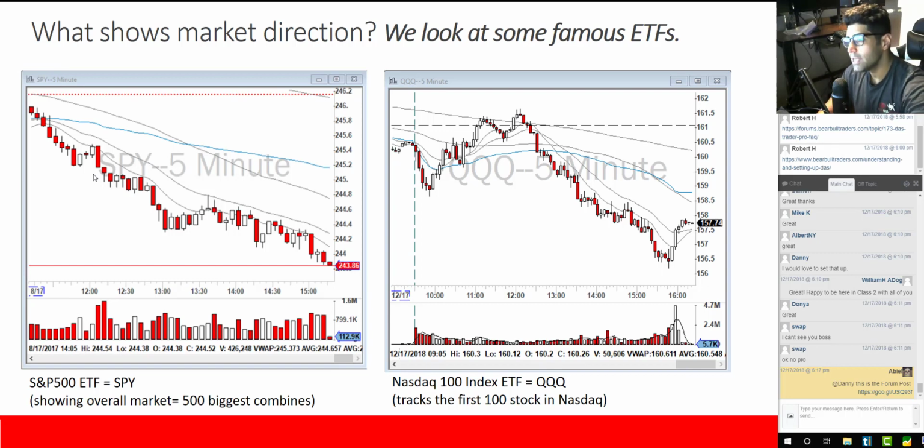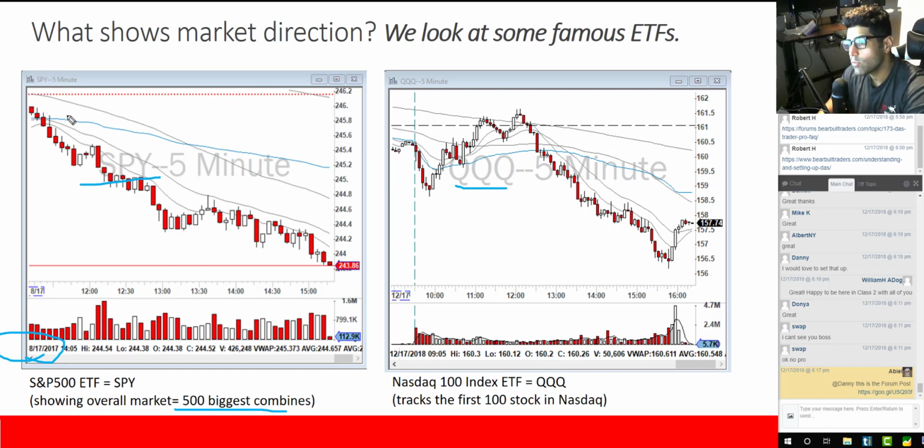For that, as day traders, we usually look at some famous ETFs. SPY, the S&P 500, is one of the most famous ETFs that shows the 500 biggest companies. And QQQ is the NASDAQ 100 index that tracks the first 100 stocks in NASDAQ. By looking at the SPY or QQQ, you can see what the overall market is doing. So in this example, on this particular day, the overall market was selling off, and that's why the SPY is selling off.